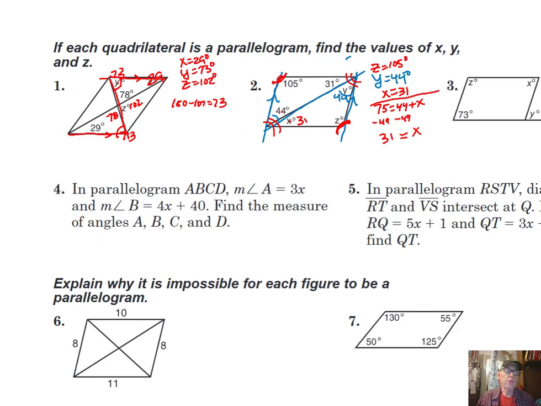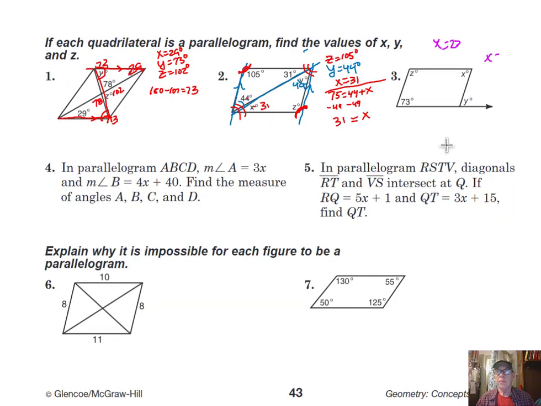Okay, let's look at number 3. First off, opposite angles are congruent, so x is going to be 73.